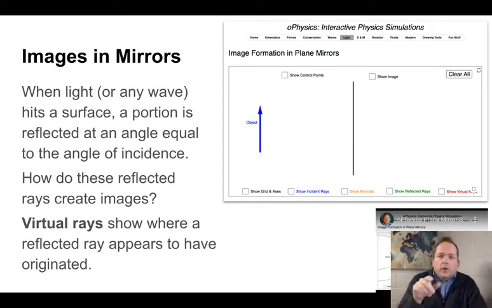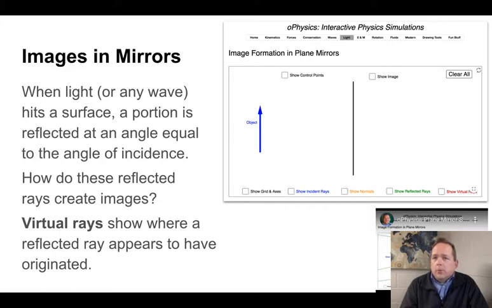And if you want to, you can turn on something called a normal so you can compare the angles of incidence and reflection. But then make sure that you turn on something called the virtual rays, because this is an extension of the ray that is reflected back behind the mirror, where it would appear to have come from if you did not know there was a mirror there or if the reflection event had not happened. And it's actually the convergence of these virtual rays that in a plane mirror and in some lens systems tells us where the image is located.